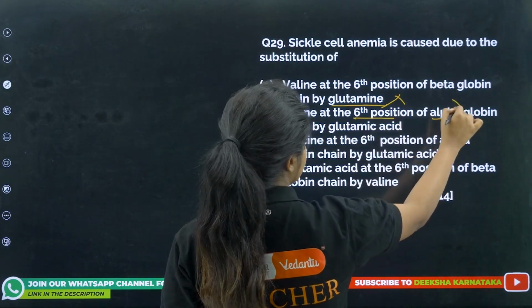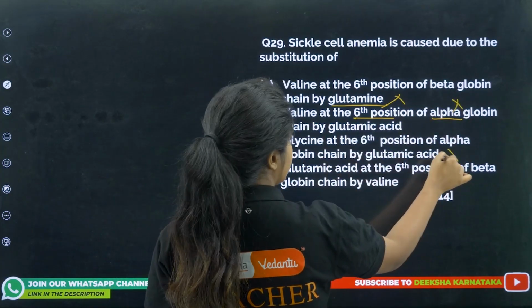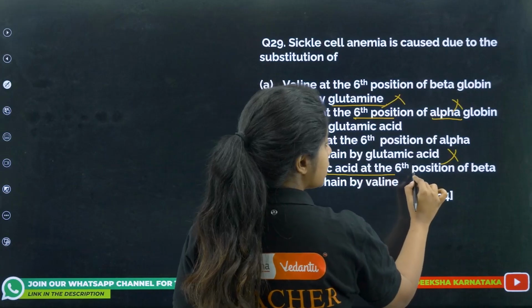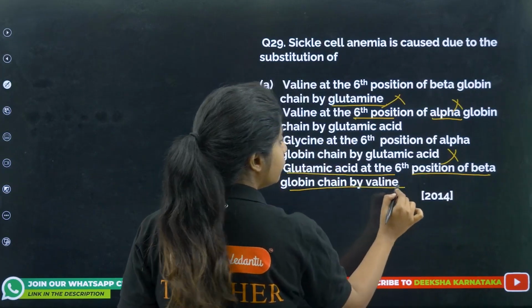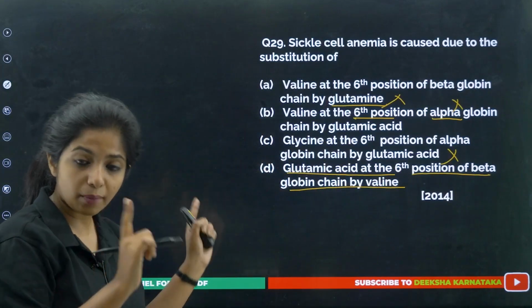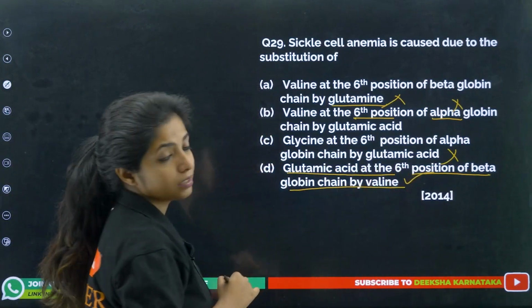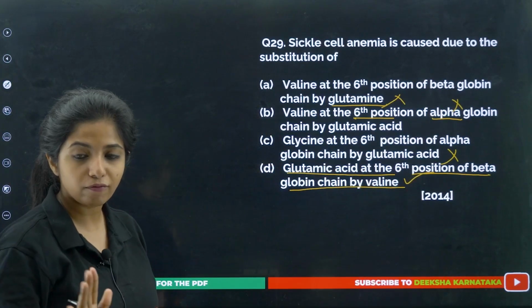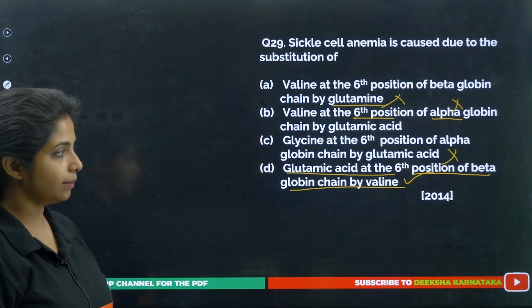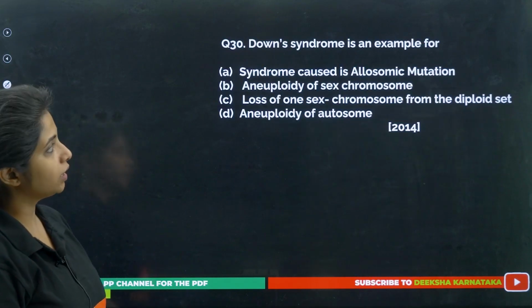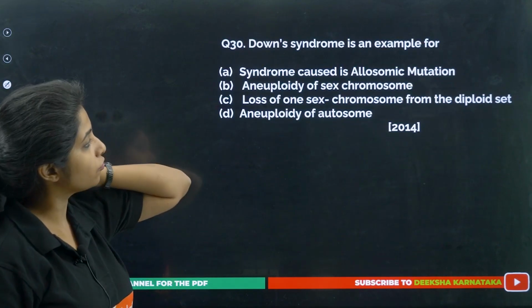Alpha globin chain is wrong. Glycine at 6th position, that is also wrong. Glutamic acid at 6th position of beta globin chain by valine, this is correct. So glutamic acid is replaced by valine at the 6th position of beta globin chain. It's not alpha, it's beta globin chain. That was a 2014 question.